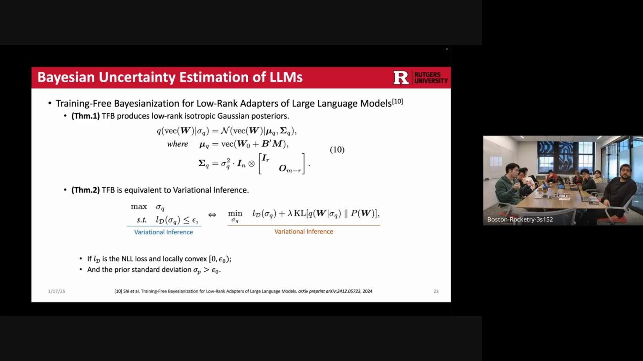And it holds for a lot of natural settings. For example, you have sigma_p as a standard normal distribution. This is the prior distribution, right? The standard normal distribution is usually likely. Or you assume that the prior distribution is uniform over the space of the weights, and then sigma_p would be infinity, and they all satisfy this constraint. So that's all I would like to share about the training-free Bayesianization algorithm.